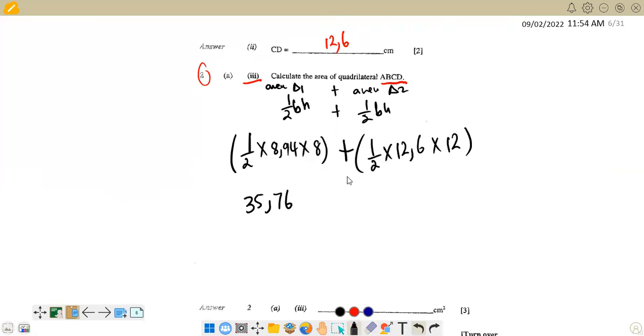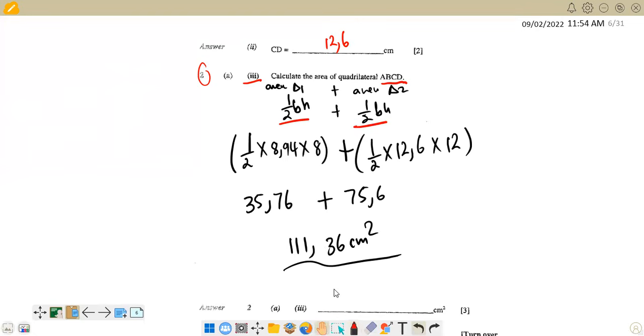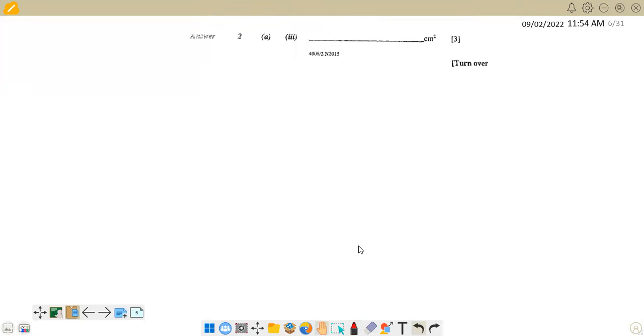35,76 square centimeters. This is the area plus the area of this triangle. That's 75,6 square centimeters. Then we can add, and we obtain 111,36 square centimeters. So that is the area. This one was just an issue of combining the area of the two triangles. You combine them together, and that's the area of the quadrilateral. All right, so that was it.